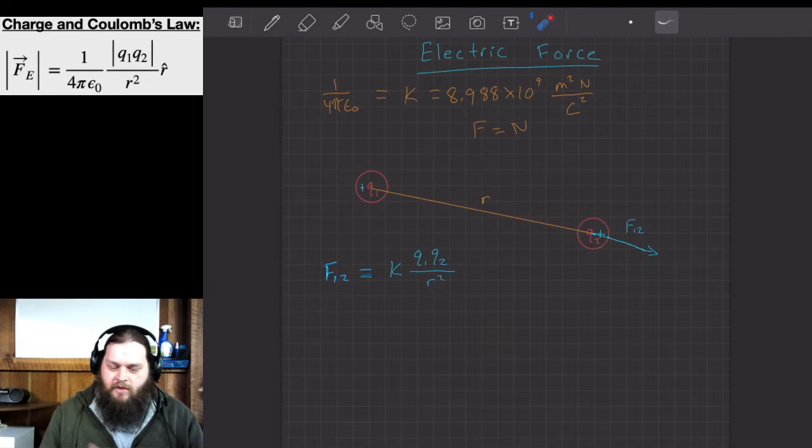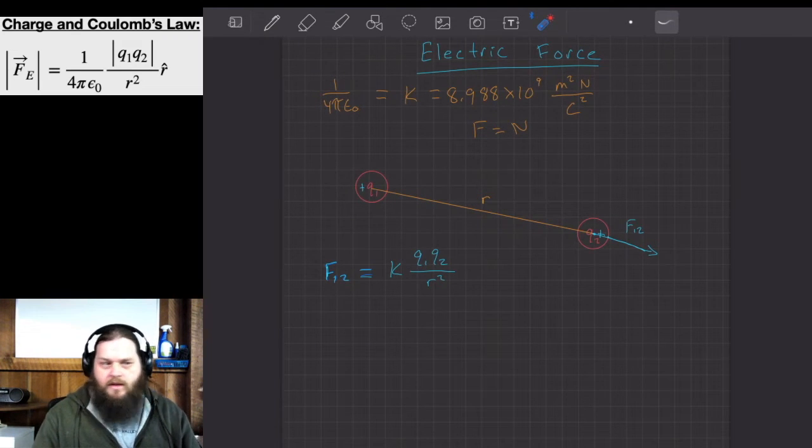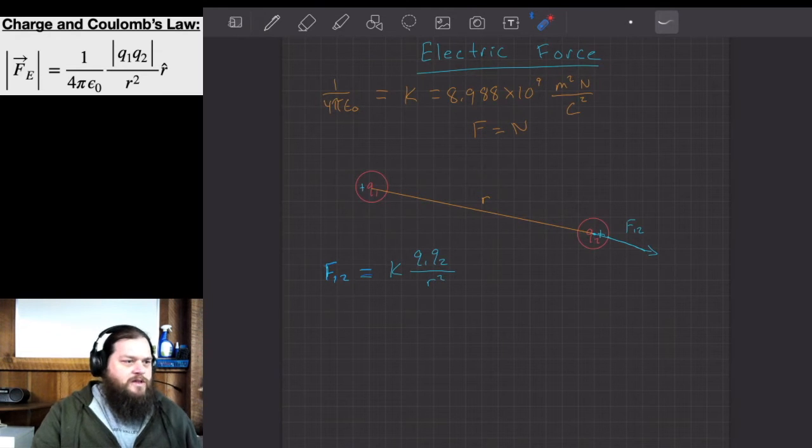So that's the general idea of Coulomb forces. Any questions on that before I move on to an example?